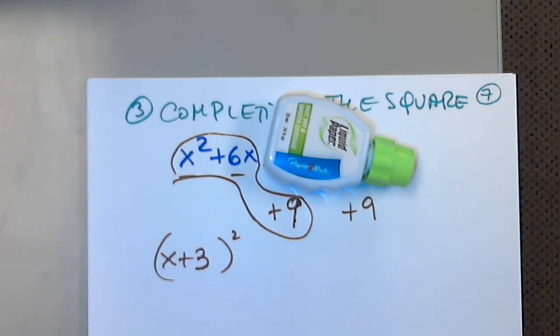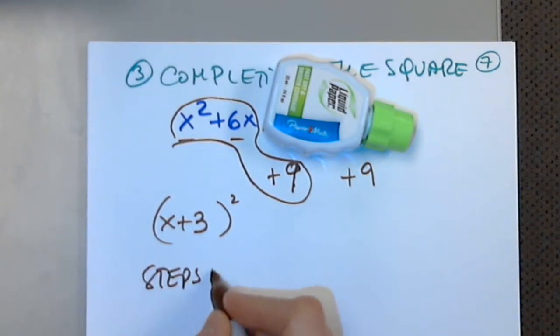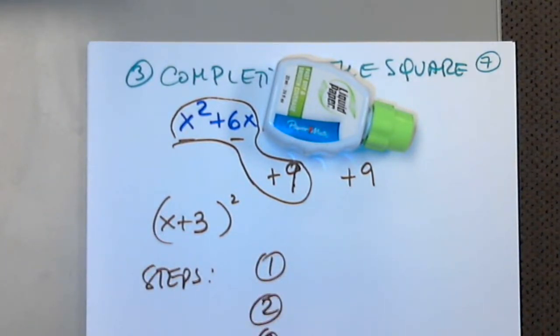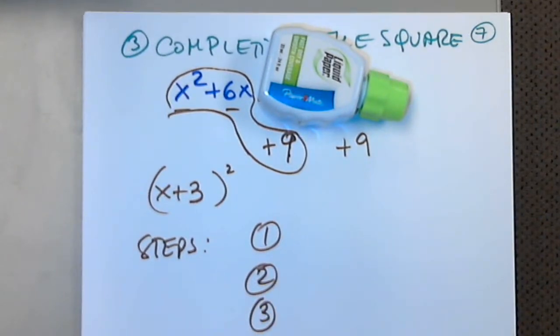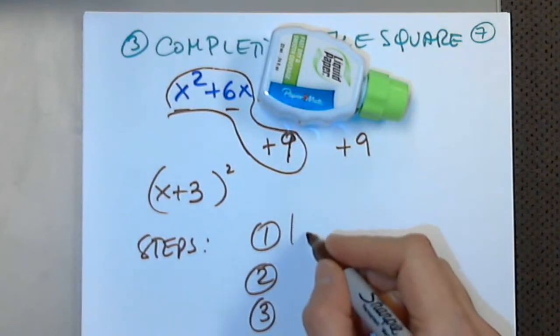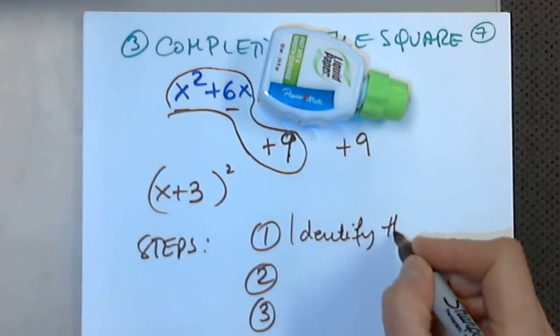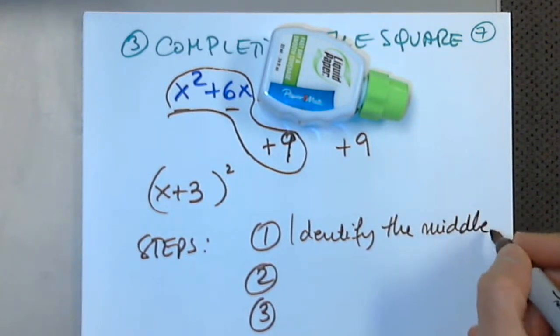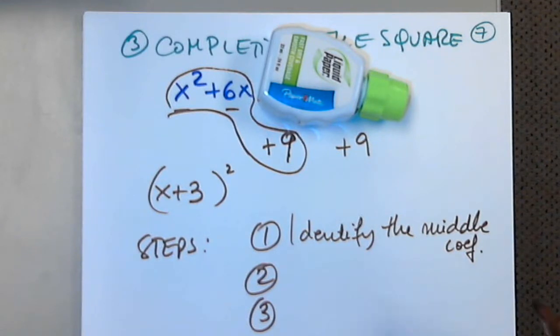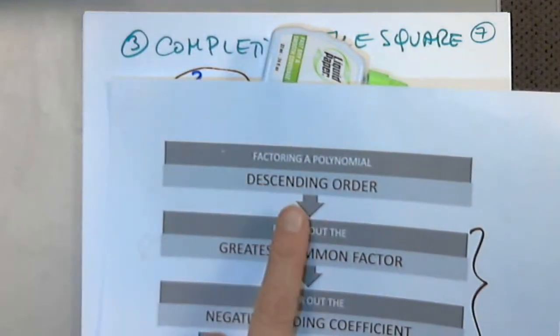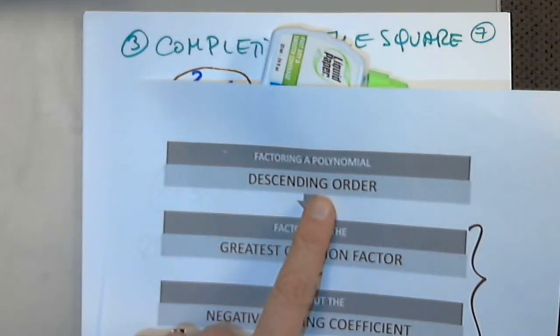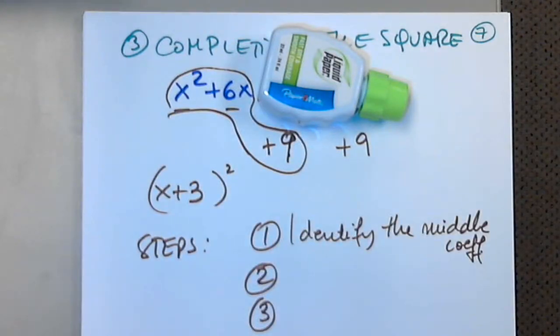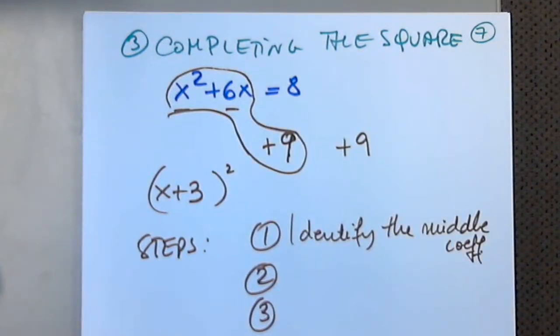So let's talk about the method now. Steps 1, 2, 3, 4. The method of completing the square has 4 steps. Step number 1: identify the middle coefficient. Remember, everything has to be in descending order. There is no discussion there. We have the strategy. We can't ever forget that. This is the top priority. When I say the middle coefficient, obviously I'm talking about the coefficient of x. What is it in our problem? 6.